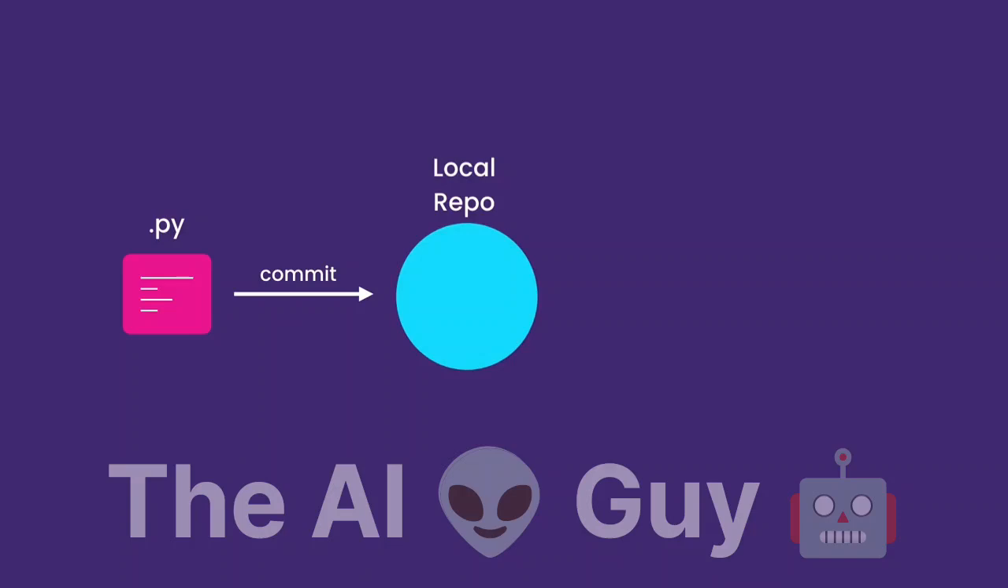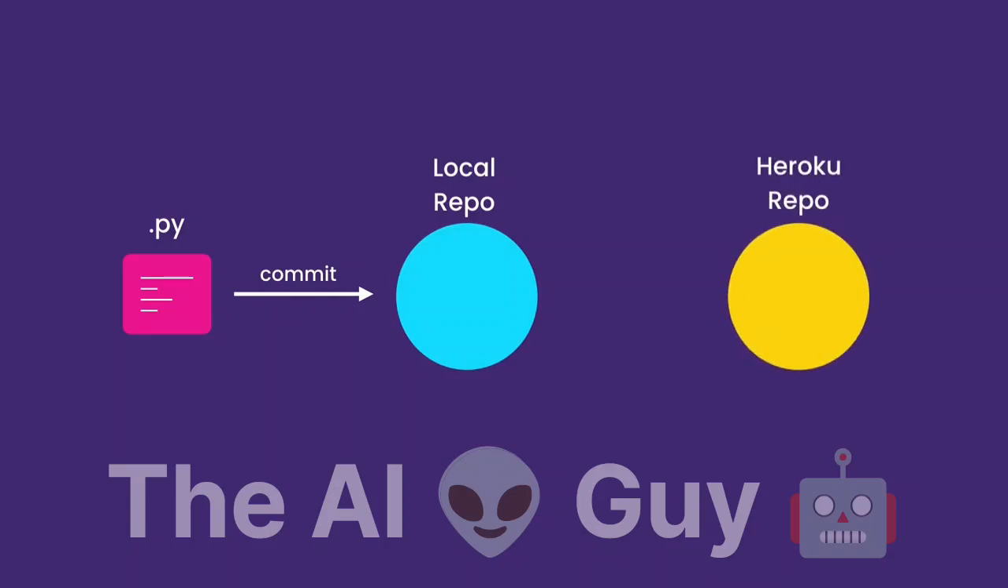So as part of the deployment process, we need to set up another Git repository in Heroku that mirrors our local repository. When we're ready to deploy, we push the changes from our local repository to the repository in Heroku.